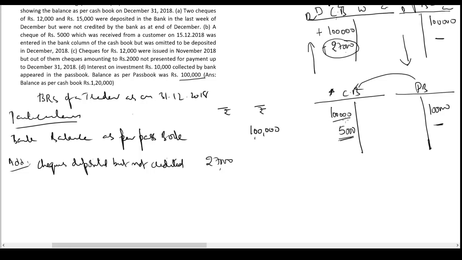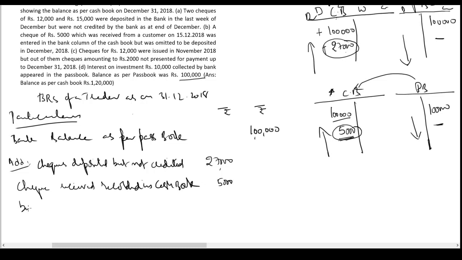So now what will happen? We started with the debit balance. Another debit means the balance will increase. Here the balance is relatively lower. So what should I do to the passbook to make it equal to cash book? I have to increase it by 5,000 rupees. Check received, recorded in cash book, but not deposited.